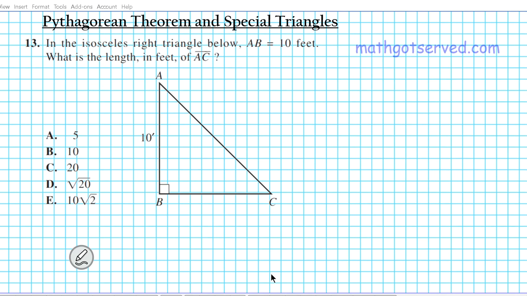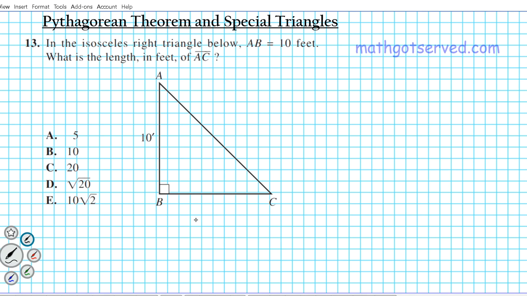All right, let's take a look at question number 13. Question number 13 is assessing ability to either make use of the Pythagorean theorem or special triangles. We're going to be making use of both approaches in solving this problem. Question 13 reads: In the isosceles right triangle below, AB is 10 feet. What is the length in feet of segment AC?